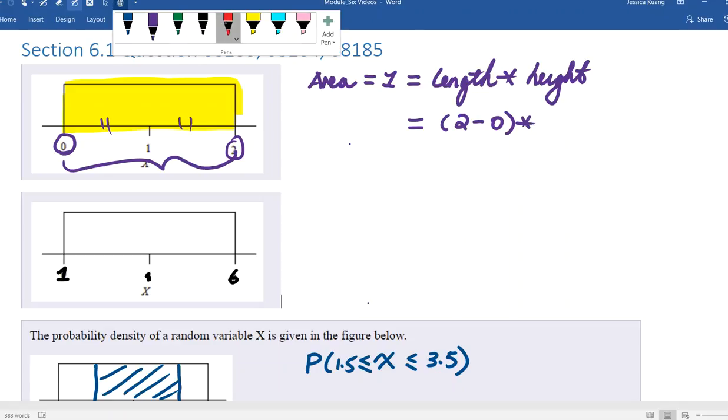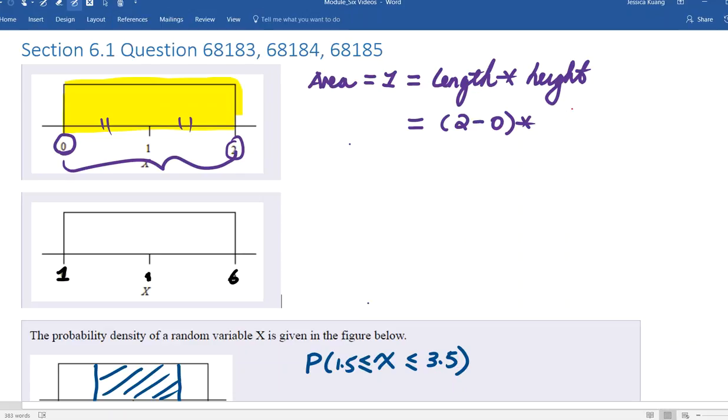Now, 2 times what equals 1? All you have to do is take the reciprocal, and 2 times 1 over 2 equals 1. So I'm just going to go ahead and spell out 2 minus 0. So that gives us 1, and it helps us find the height of this rectangle, which is 1/2.